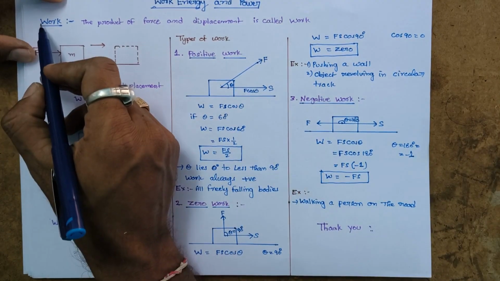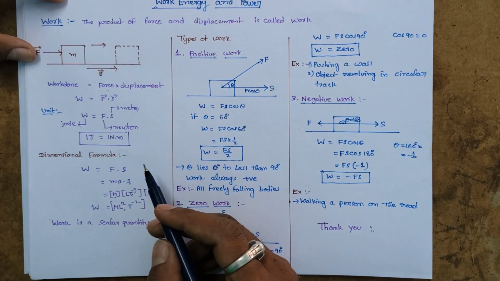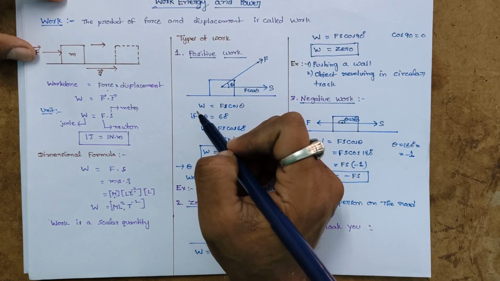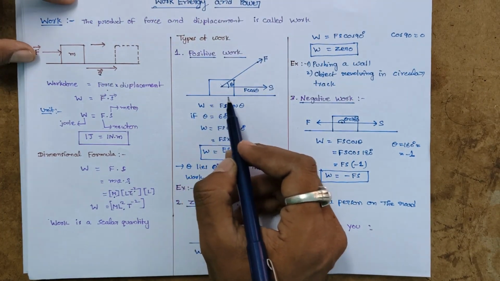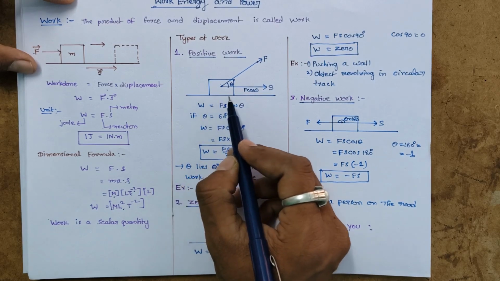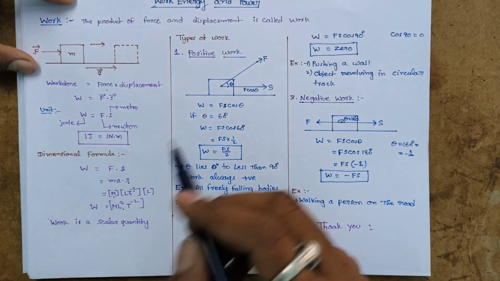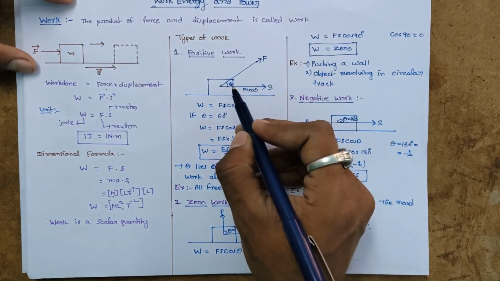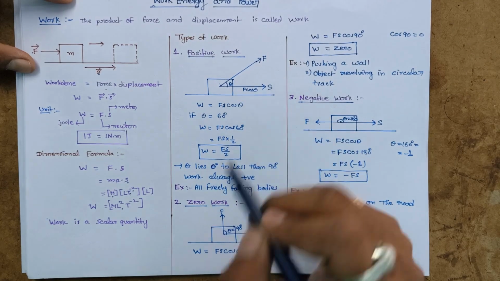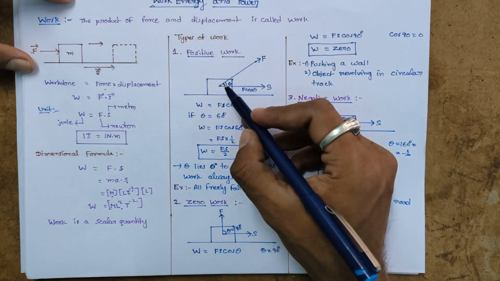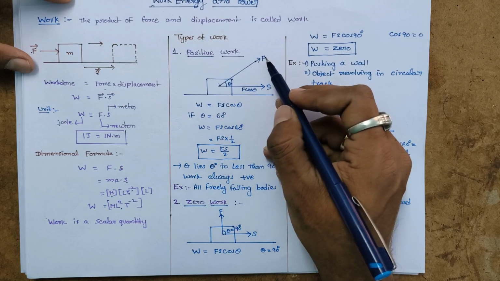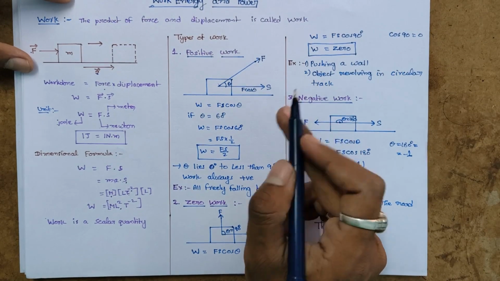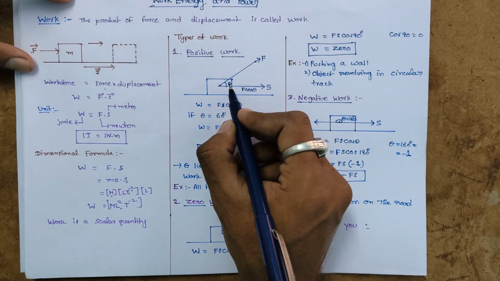This work is actually classified into 3 types, so we will discuss them one by one. The first one is positive work. Let us see. This is an object of mass m placed on a horizontal surface. In the first case, my applied force is acting in this direction with some angle theta with respect to the horizontal surface. Due to this force, the object covers some displacement along the direction of the force, and it makes some angle theta.